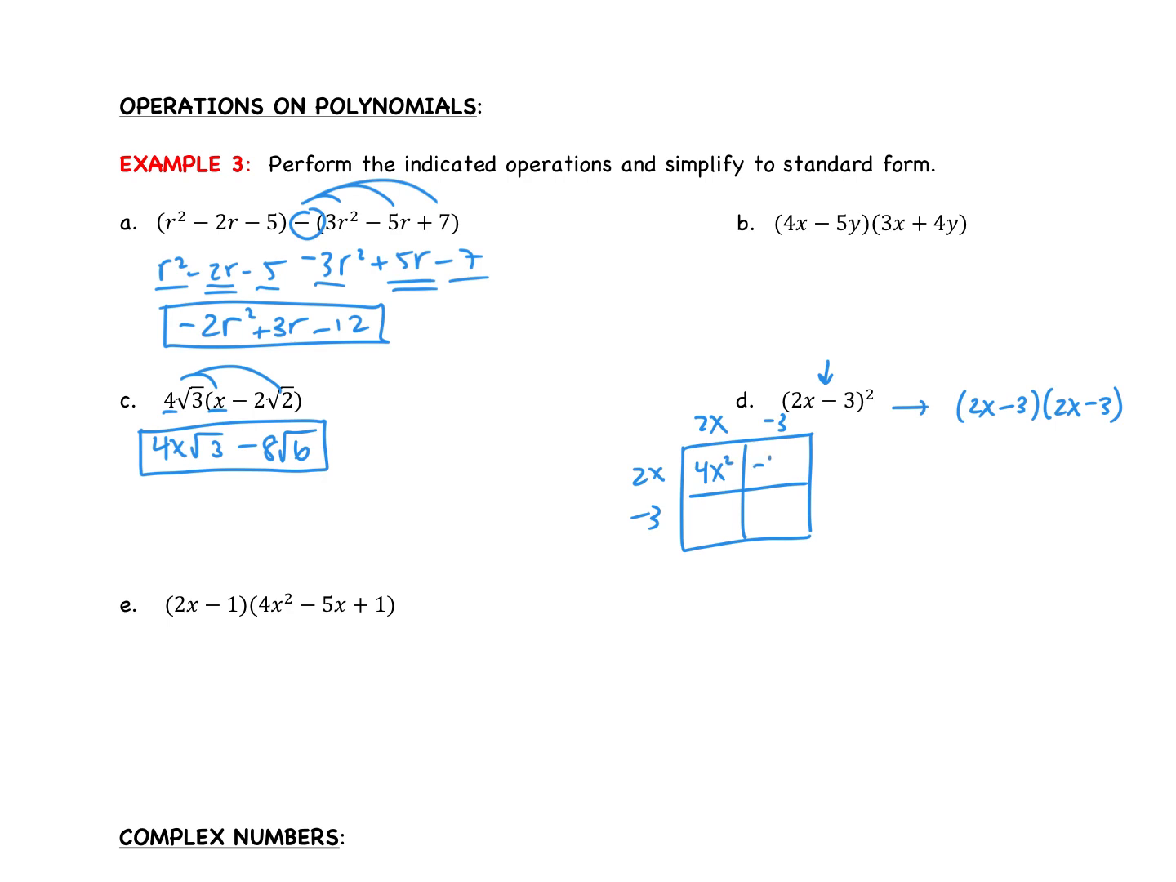2x times -3 is -6x. 2x times -3 is -6x. And -3 times -3 is +9. And then last thing, we combine like terms. So we have negative 6x and negative 6x gives us negative 12x. Then we have that positive 9 and that 4x squared. And remember, standard form, highest power on down to lowest.